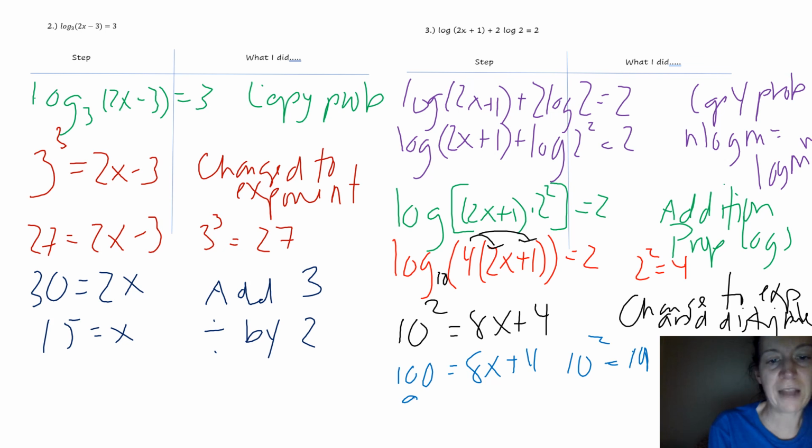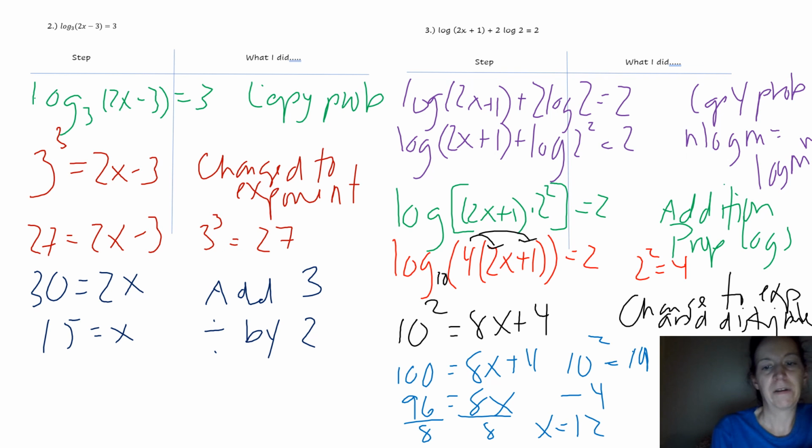We're going to subtract 4. So minus 4 from both sides, and then divide both sides by 8. And then I kind of ran out of space there. And then we want to check that answer. So if I have x is equal to 12, 2 times 12 plus 1 is positive. Yay. So that worked.